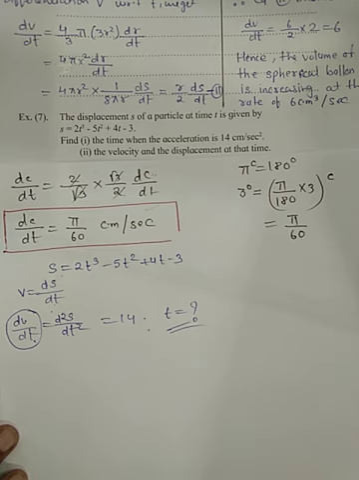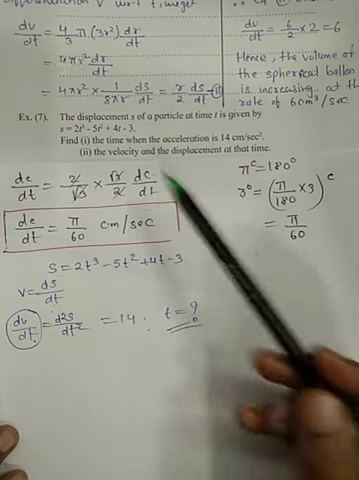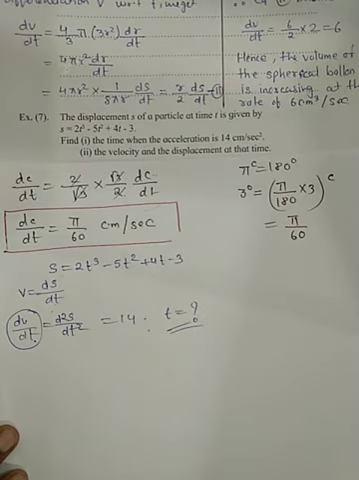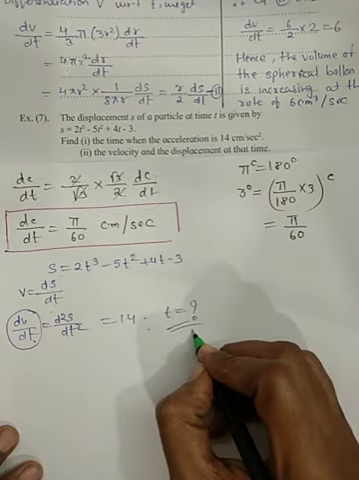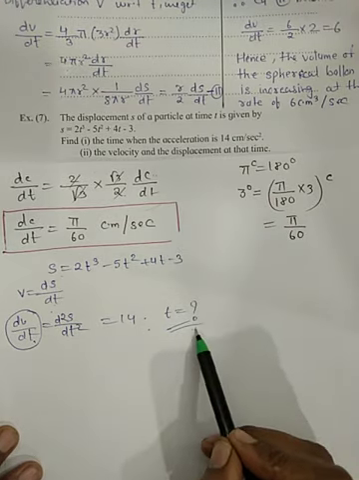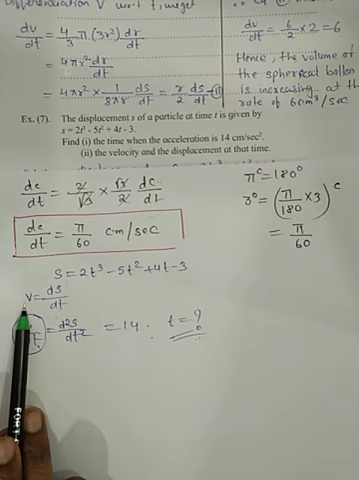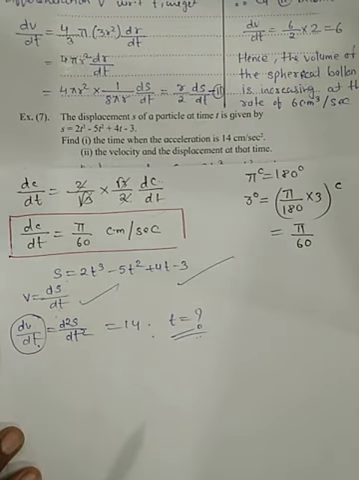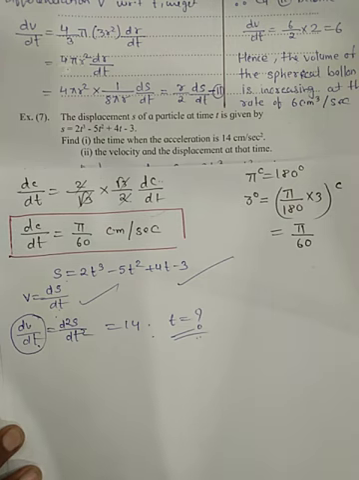And then after finding that t, in question number 2 you are asked the velocity and displacement at that time. That means whatever t we get, we will put that value of t in velocity, that is this, and displacement, that is here. Then we will find this. Are you getting my point? Is it clear? Let us see the solution now.